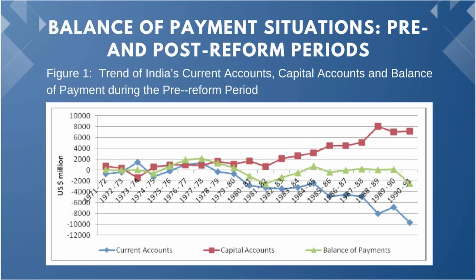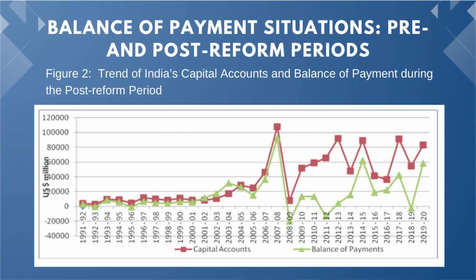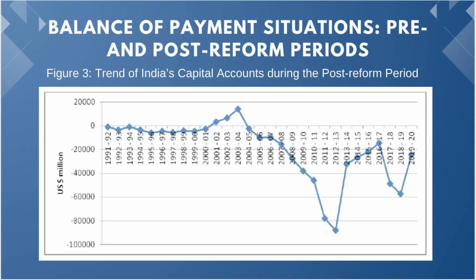So in figure 1, we can see the trend of India's current account, capital account, and balance of payment during the pre-reform period. And in figure 2, we see the trend of India's capital account and balance of payment during the post-reform period. And in figure 3, we see the trend of India's capital account during the post-reform period.